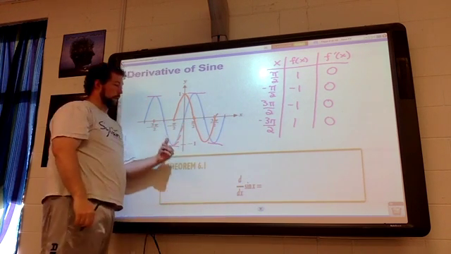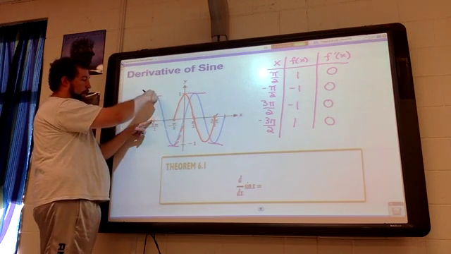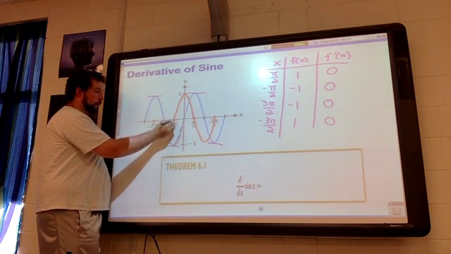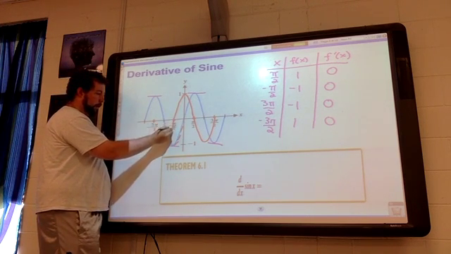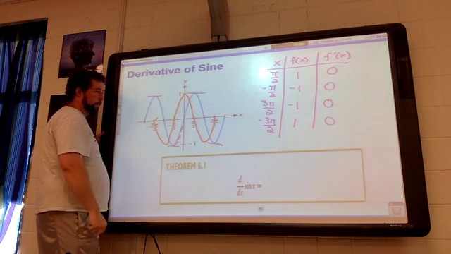All right, if we do the same thing over here, between negative 3 pi over 2 and negative pi over 2, my graph is going down as well. So my y values, or my derivative values, are going to be below the x-axis. Same type thing going on that was over here.